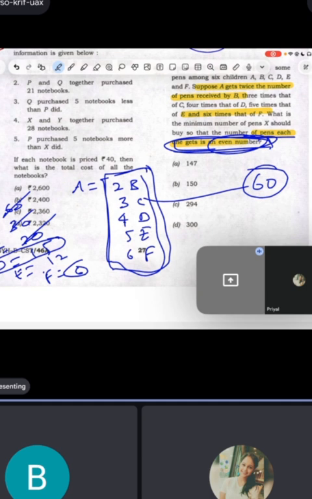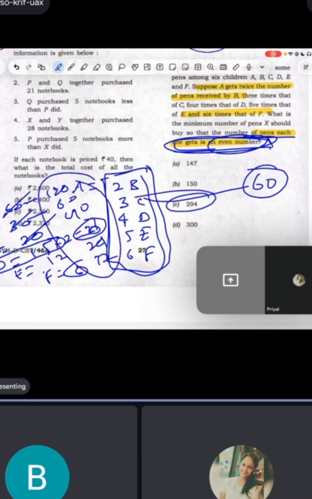So to make it even, we have to double all the numbers. So it becomes 120, 60, 40, 30, 24, and 20. Now you add all the numbers, you will get 294.